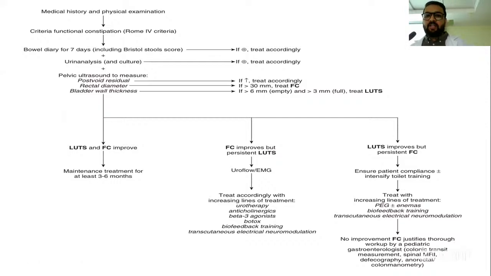Then bladder wall thickness, if it is more than 6 mm when empty and more than 3 mm when full, we treat the LUTs. If both LUTs and functional constipation improve, then we continue the treatment for at least 3 to 6 months. If only functional constipation improves but LUTs are persistent, then we go for further testing starting from uroflow or EMG and treat accordingly on the lines of management.